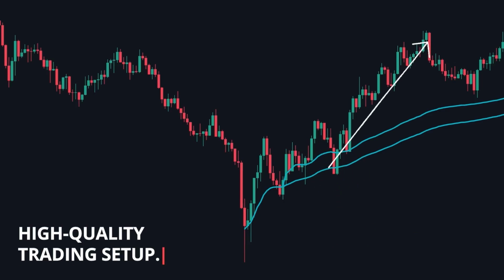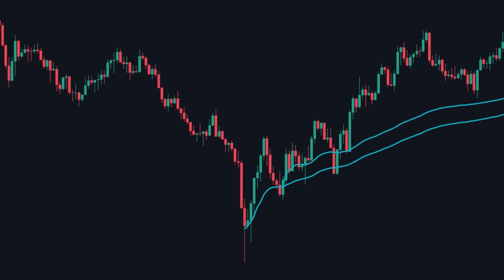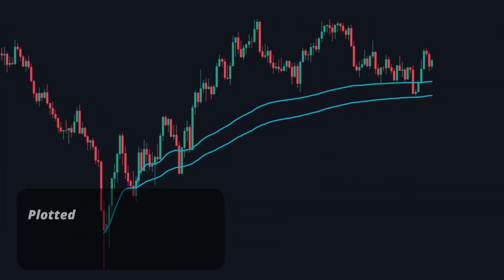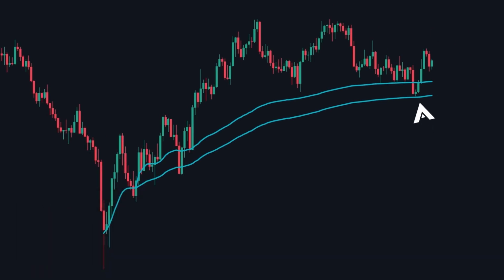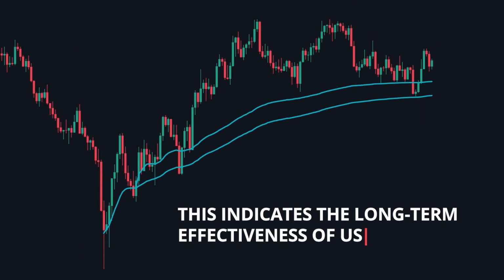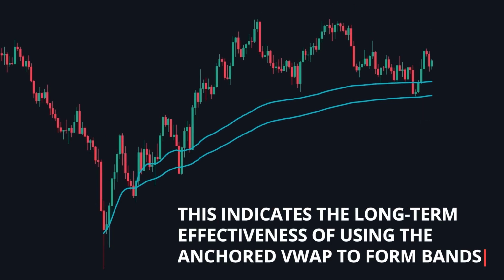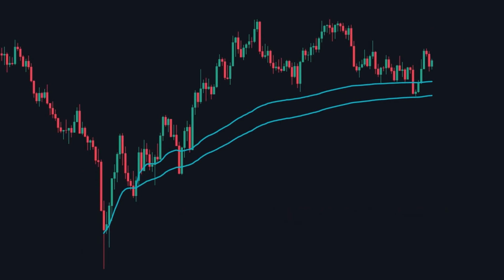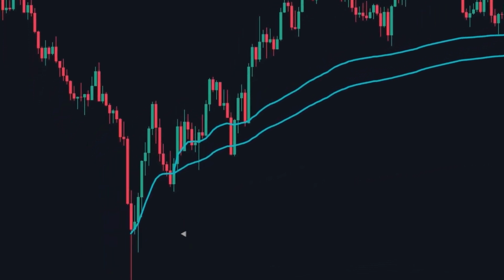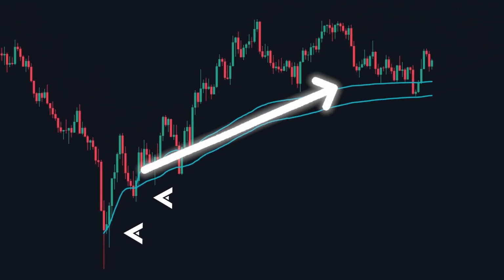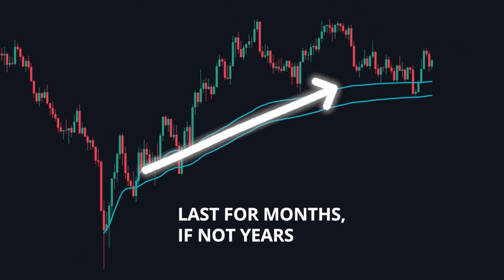As seen, the price increased with this configuration. These bands, which were plotted in September and October of last year, continue to support the present price months later. At the time of recording, this indicates the long-term effectiveness of using the anchored VWAP to form bands. The criteria are simple. Determine the trend's starting point and the first pullback, then plot an anchored VWAP at each level to form bands that can last for months, if not years.